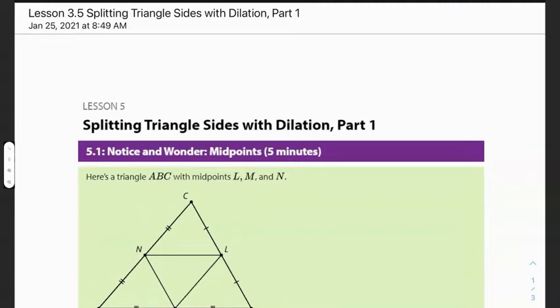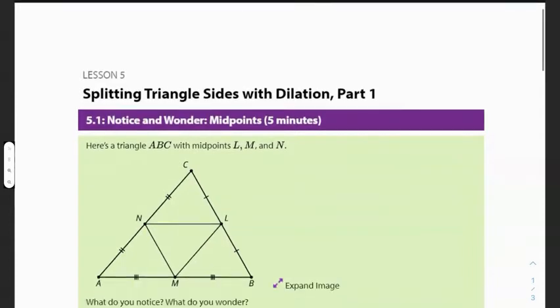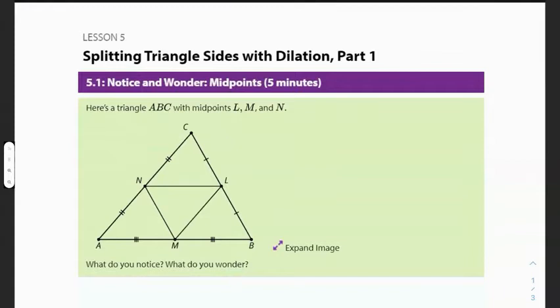Unit 3, Lesson 5, Splitting Triangle Sides with Dilation. So we got to notice and wonder. So what do you notice and wonder?